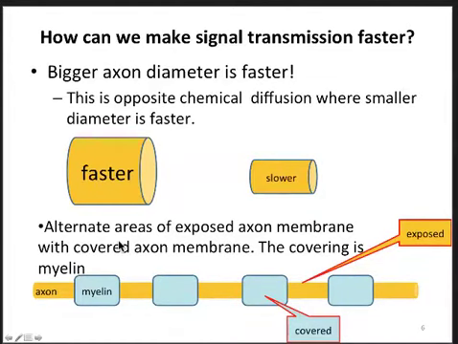And also, when an axon is myelinated, the signal transmission rate is going to be faster than an unmyelinated axon. So alternate areas of exposed axon membrane are covered with this myelin, and the covering helps to speed the electrical signal along.